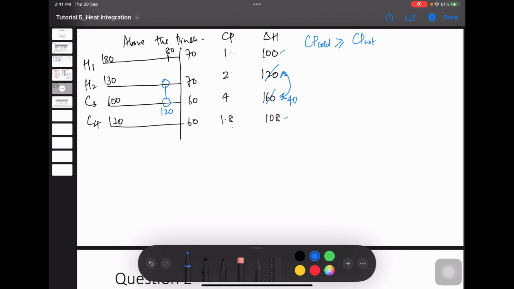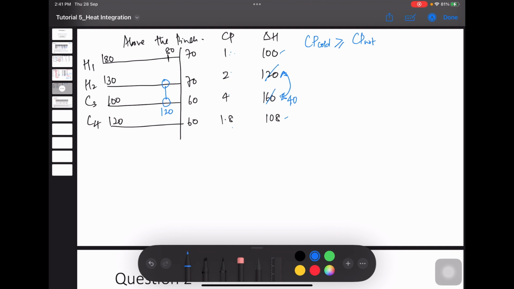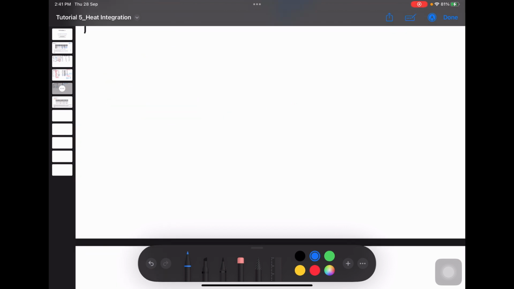Okay, so now second, again I have the possibility of exchanging heat between hot and cold. So if I exchange heat between stream 1 and 3, I can exchange only 40 kilowatt. But if I exchange heat between stream 1 and 4, maximum I can recover 100. So I'm going to choose second option as stream 1 and 4. So this stream will still have 8 kilowatt left. So stream 1, stream 4, maximum will be 100.